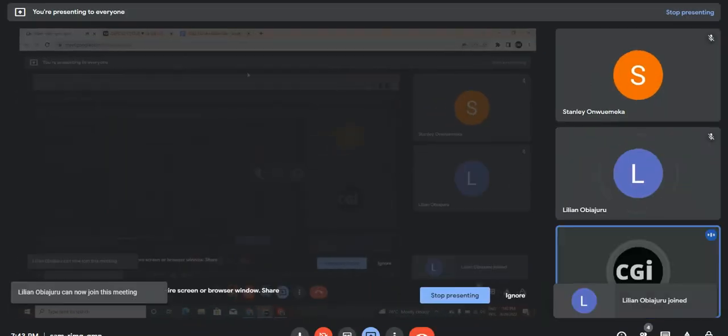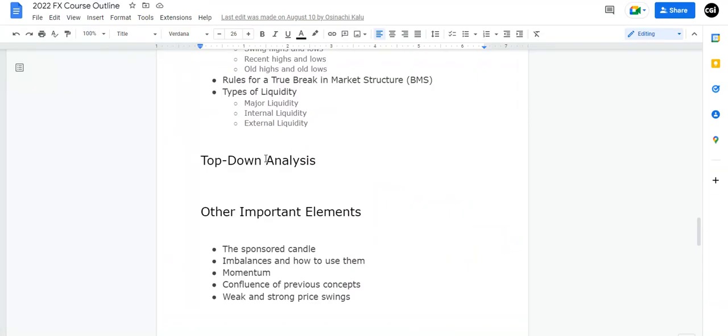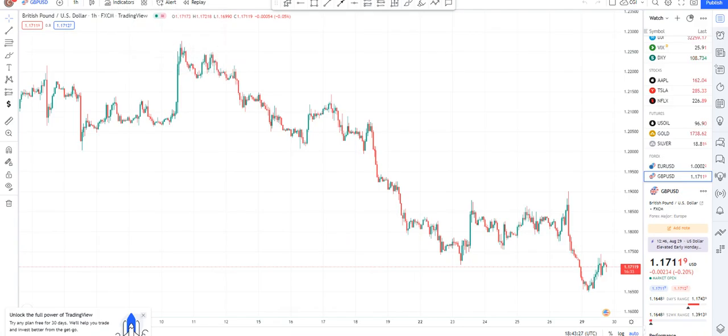So today we're going to be talking about the topics we see here. That's a break of market structure, major liquidity, internal and external liquidity. So I'm going to go ahead and jump right into it.